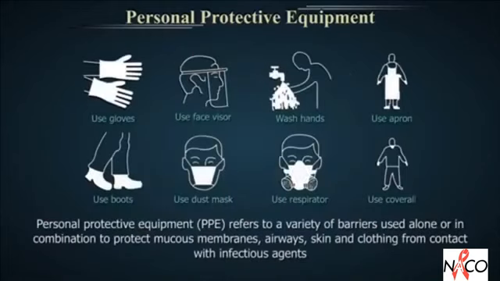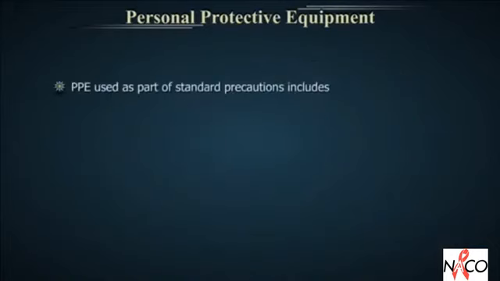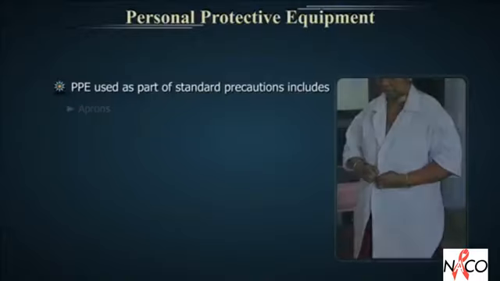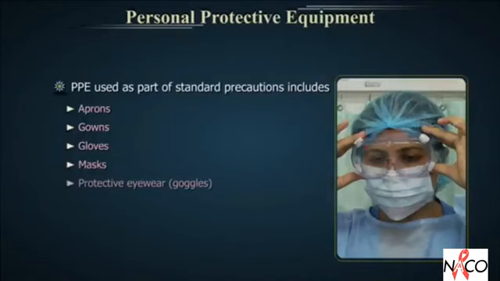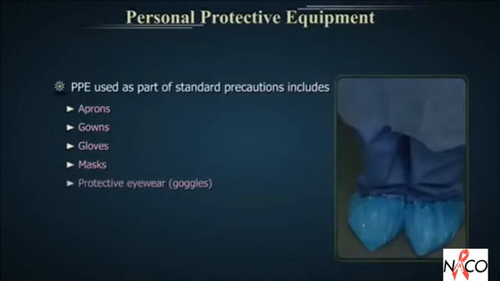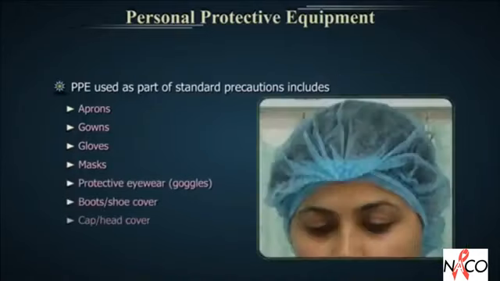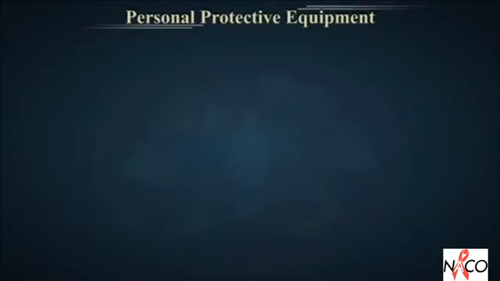Personal protective equipment refers to a variety of barriers used alone or in combination to protect mucous membranes, airways, skin, and clothing from contact with infectious agents. PPE is used as a part of standard precautions, including aprons, gowns, gloves, masks, protective eyewear or goggles, boots or shoe cover, and cap or head cover.